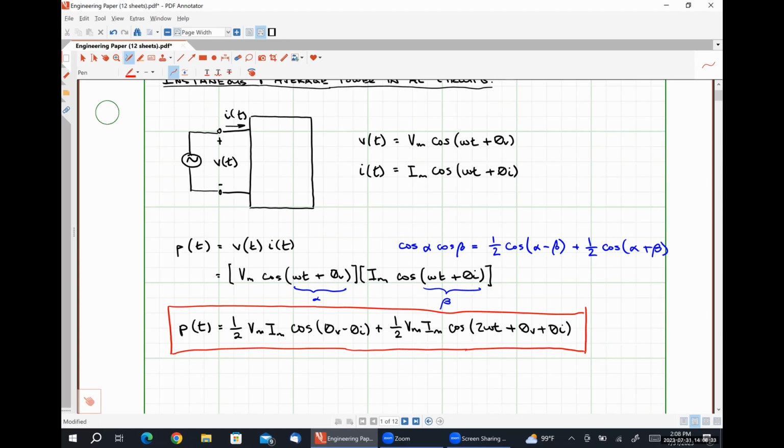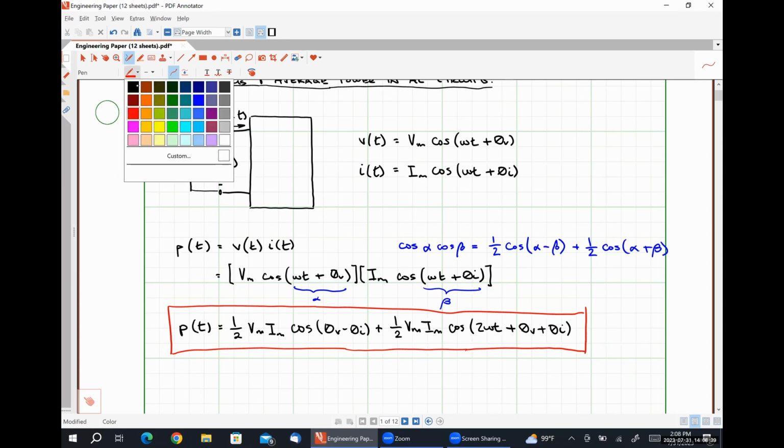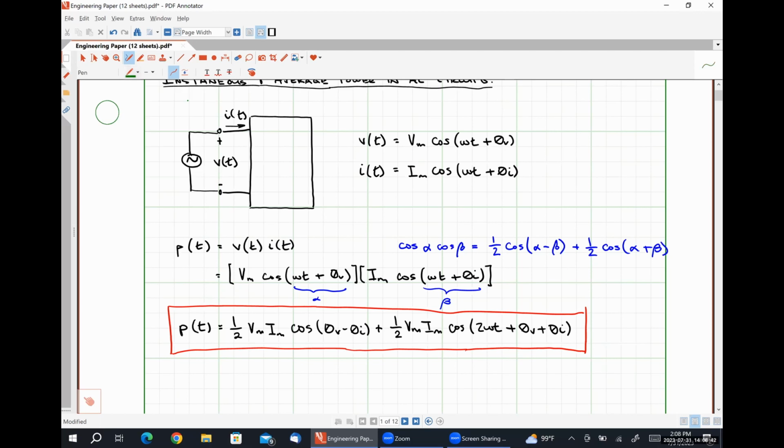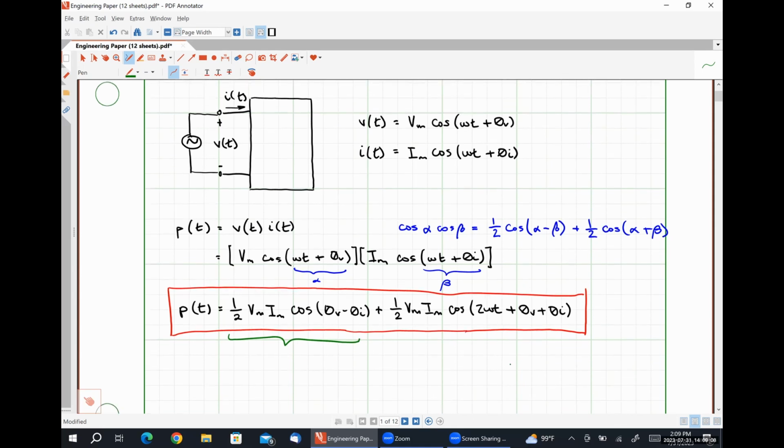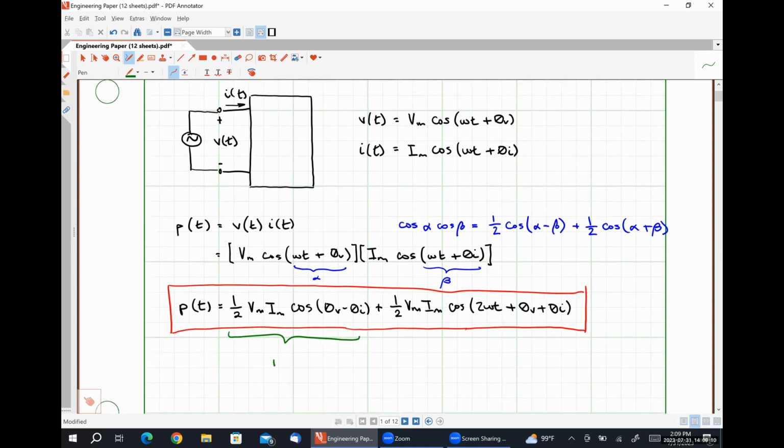So if we look at this thing, we can recognize that it has two parts, okay? So the first part, the 1/2 Vm Im cosine theta v minus theta I, well, 1/2 is a constant. The magnitude of a sinusoidal voltage is a constant. The magnitude of a sinusoidal current is a constant. The phase angle of a sinusoidal voltage is a constant, and the phase angle of a sinusoidal current is a constant. So this whole first term is literally just a constant. So this represents a DC contribution to our instantaneous power.